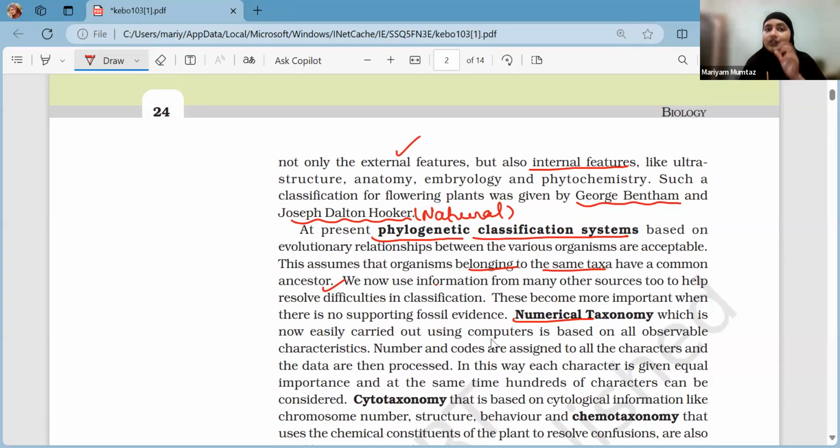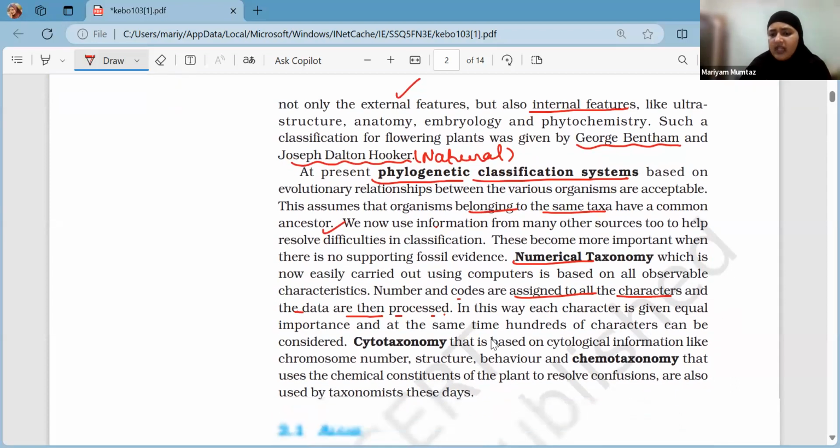Basically, here we use the computers, like whatever database stored information is there about anything, we'll take it from there, right? Numbers and codes are assigned to all the characters and the data are then processed. In this way, each character is given equal importance, and at the same time, hundreds of characters can be considered. Because now, if a computer is there, then our work is much easier than when done manually, right? Now, this was one help.